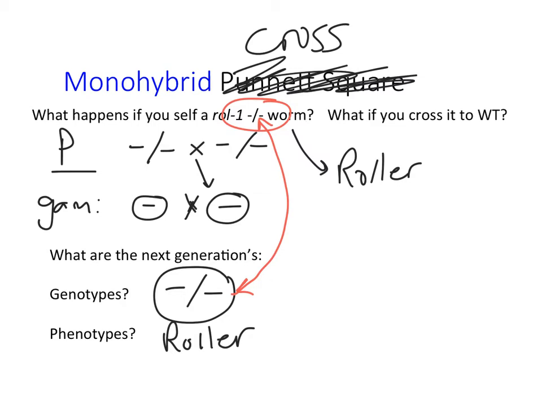What happens if you cross the roller parent to wild type? That's the other question up there. What's going to happen? Can you predict for me what its kids' genotypes are? What one word do we use for the genotype of the F1s when you cross minus over minus to wild type? Minus over plus, or heterozygous. Het.